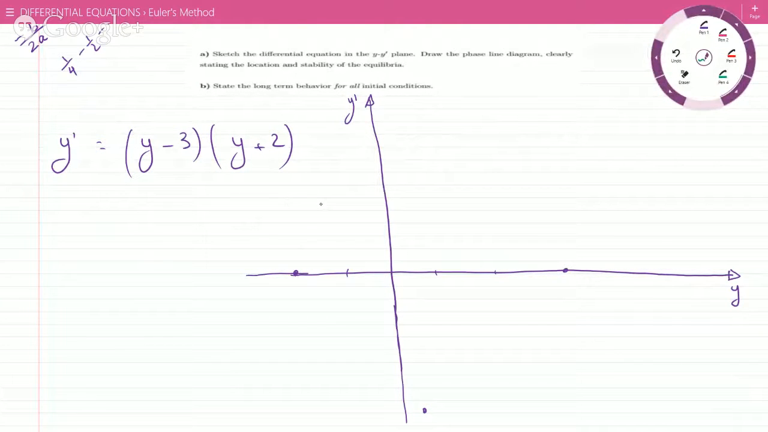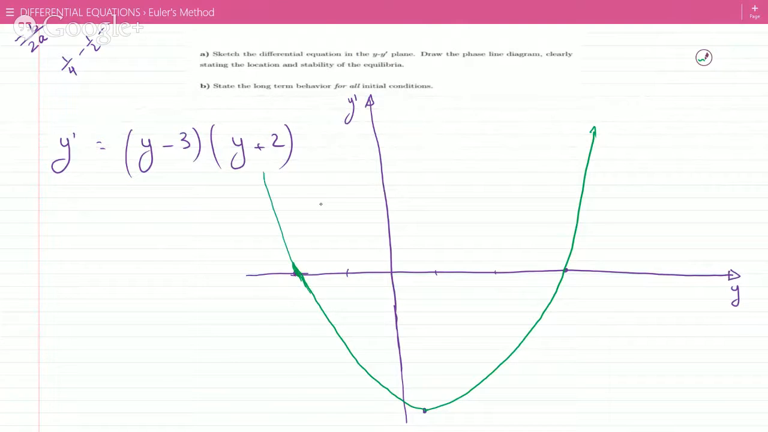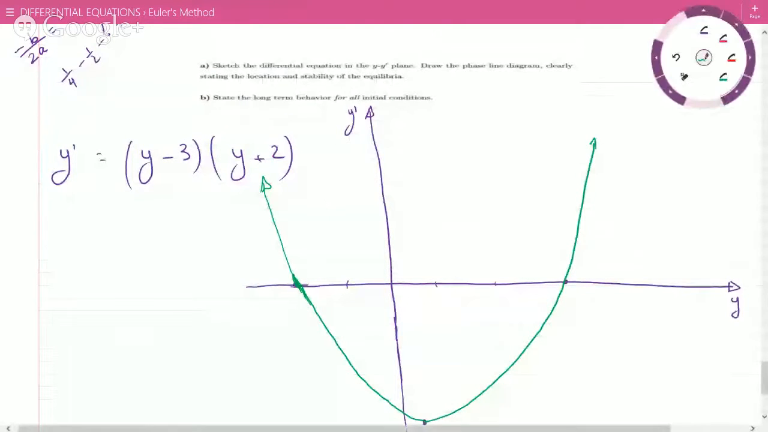So then the graph will look something like this, going through this point, of course. So this is the sketch of the differential equation in the y plane, and we need to draw a phase line diagram. The phase line diagram would basically state what the equilibrium points are and what's happening in their neighborhood.